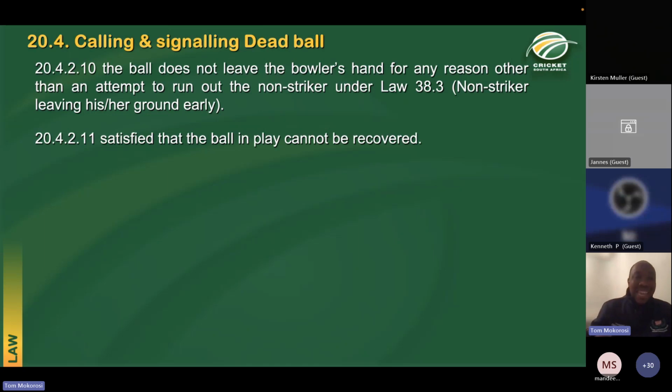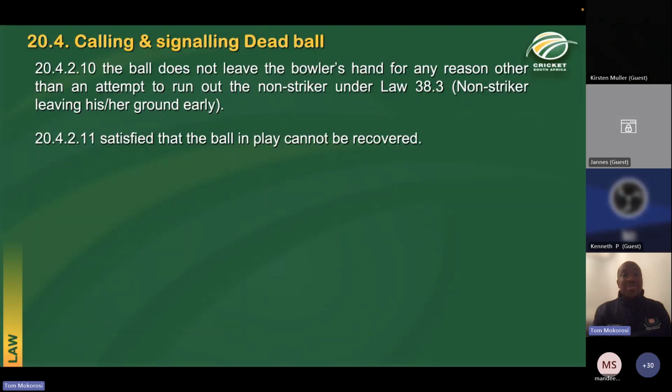If the ball in the field of play is regarded as lost, then we call and signal dead ball. There are many fields around the world which have manholes in them. So if the ball gets stuck in that manhole and cannot be pulled out or retrieved, then the fielders can call lost ball and the umpire will respond by calling and signaling dead ball.